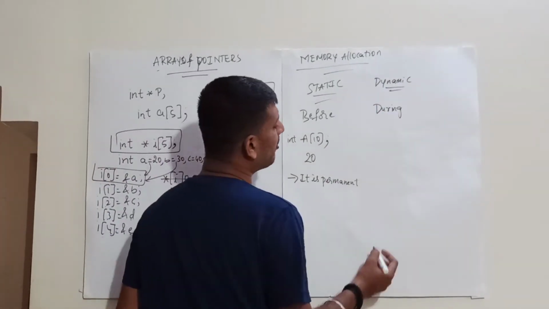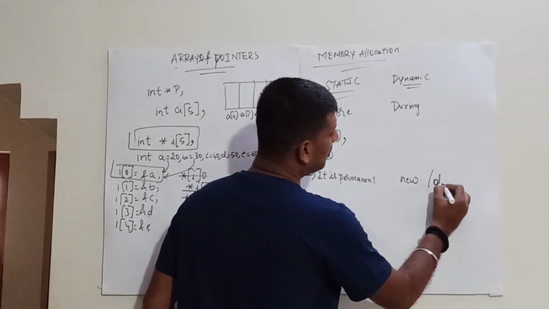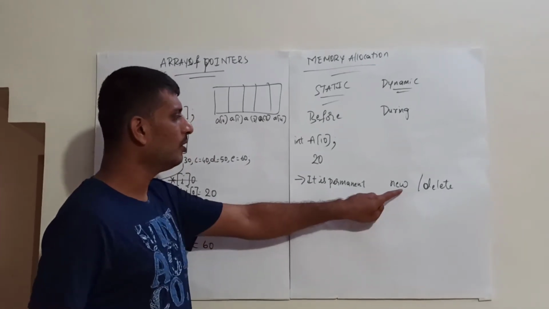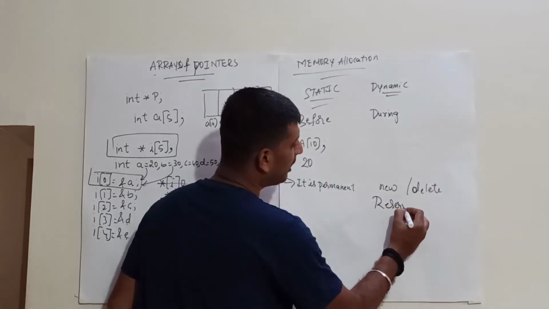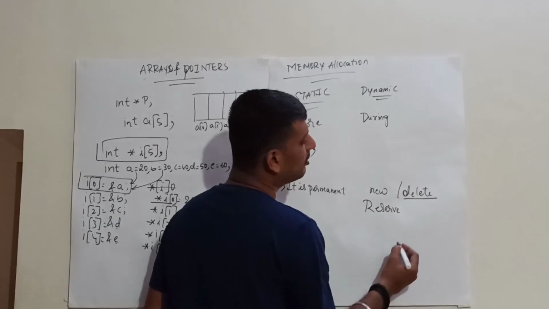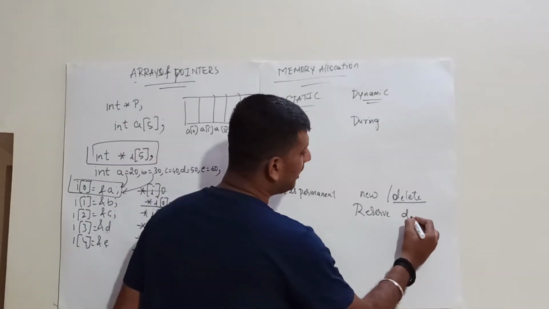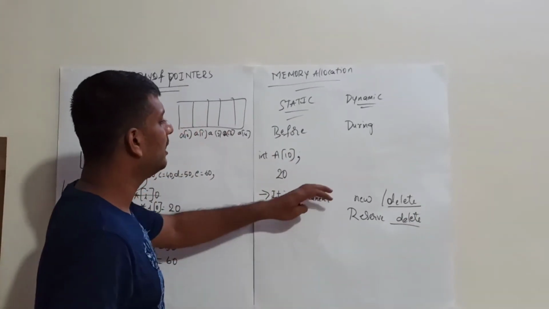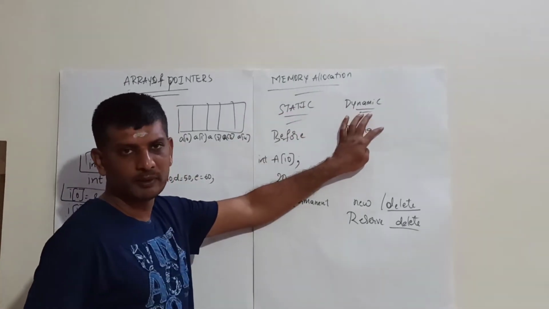Whereas in the dynamic memory allocation, you will be making use of two operators. One is called new and another is called delete. By making use of the new operator, you can reserve or allocate the memory. By making use of the delete operator, whatever memory has been assigned can be deleted or used for some other purpose. So that is the difference between the static and the dynamic memory allocation.